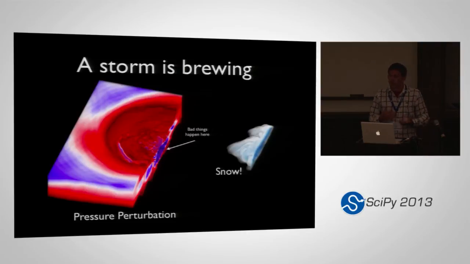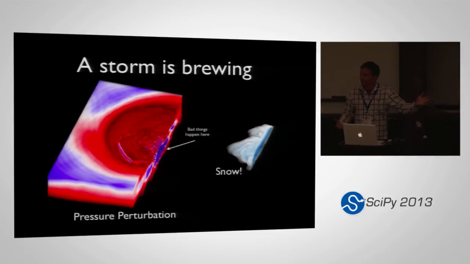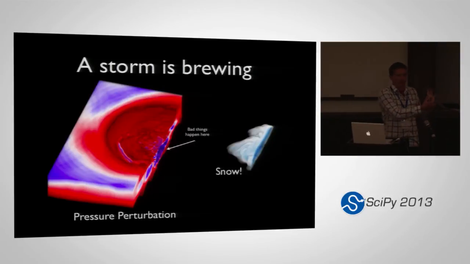Here's an example of weather data. This is a thunderstorm, where on the left there's a rendering of a pressure perturbation, and you know there's a very low pressure cell right in the center there. And the cool thing about weather data is there's a snow field in the simulation. This is one of the first renderings where I felt like I was actually simulating and rendering something real.